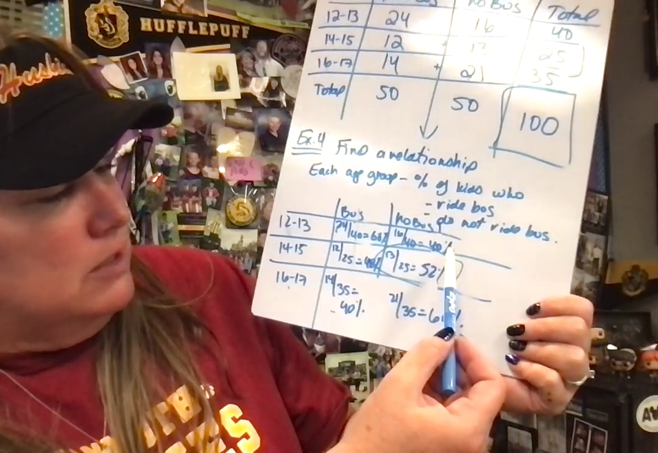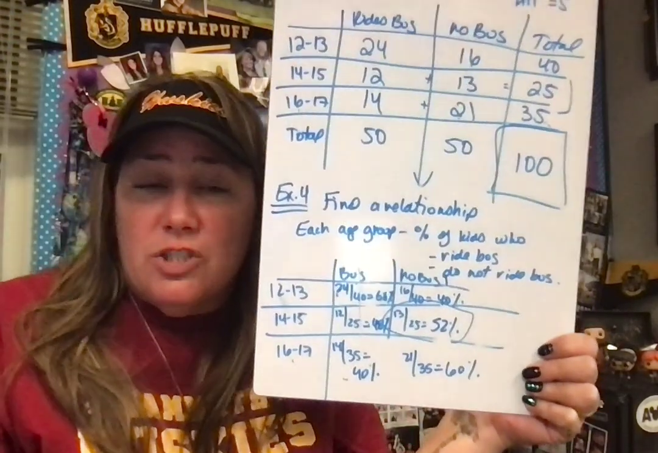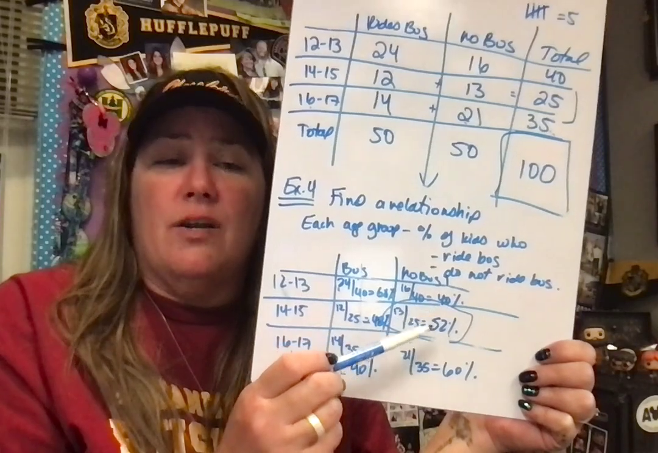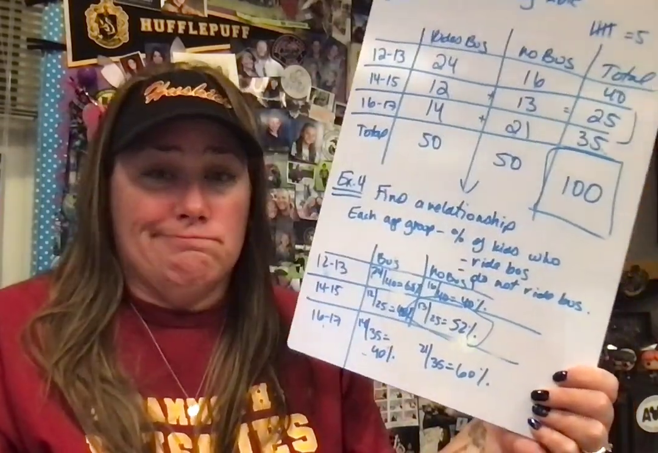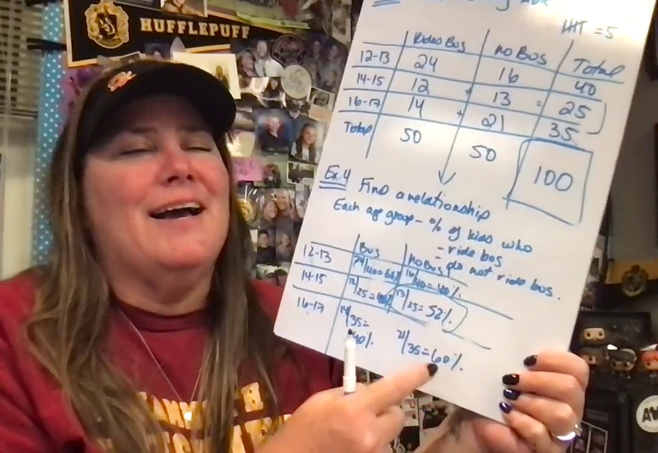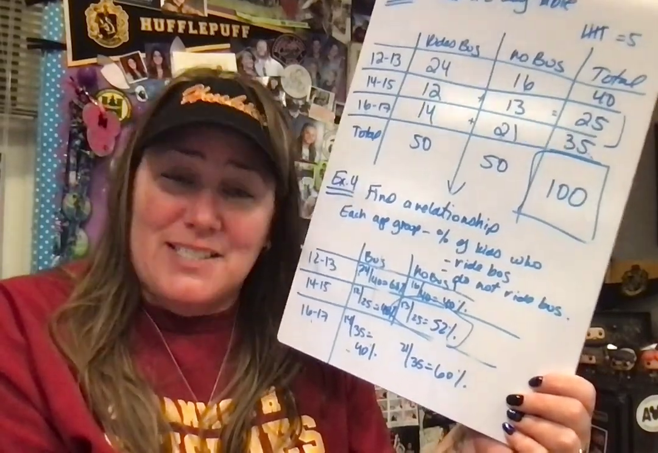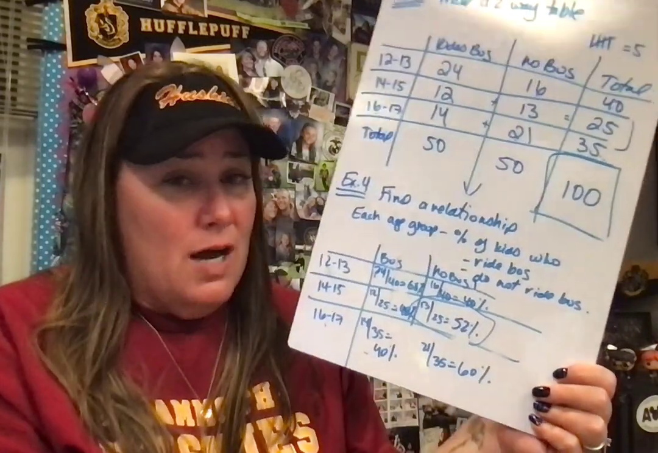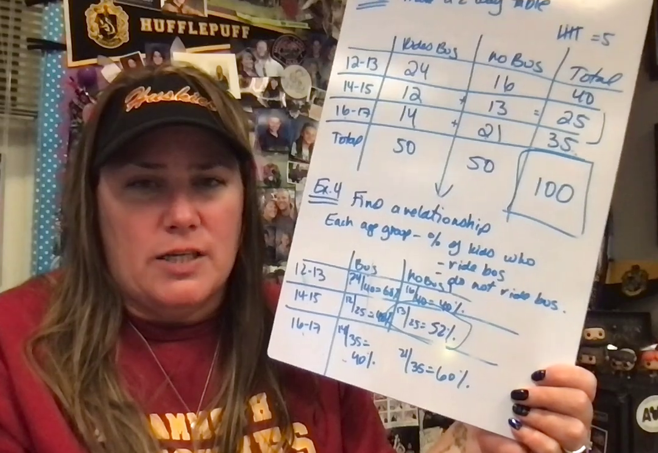Kids who don't ride the bus, 40%, 52%, 60%. So that shows a relationship too, because as the age of the kids increase, the number who ride the bus decreases. Okay? Because, sorry, increases. The number of kids, as the age of kids increase, the number of kids who do not ride the bus increases. Had that backwards there for a second. I apologize.